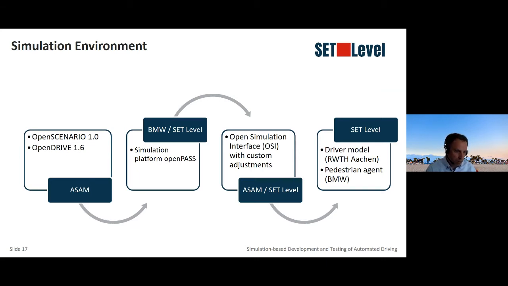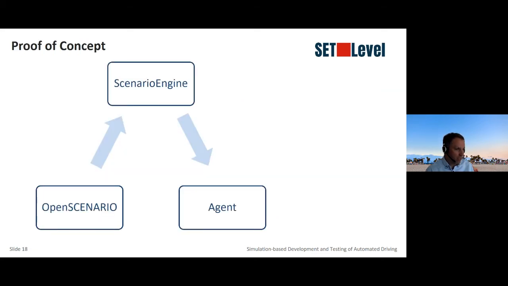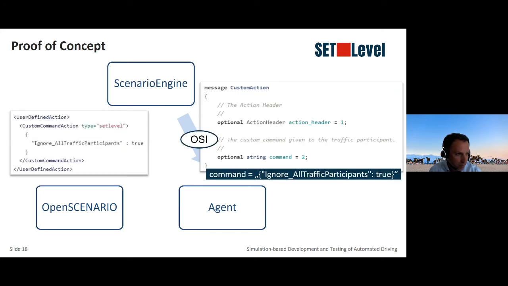Here, since we still haven't standardized those messages, we are using custom commands. The custom command we will show in the next slide in a bit more detail. So we can see here once again our Open Scenario engine in OpenPass and our agent. In this case, the agent is our pedestrian.